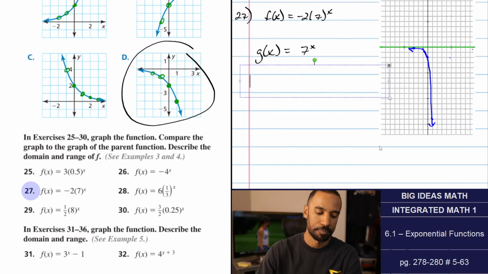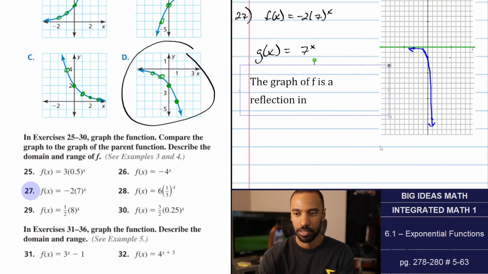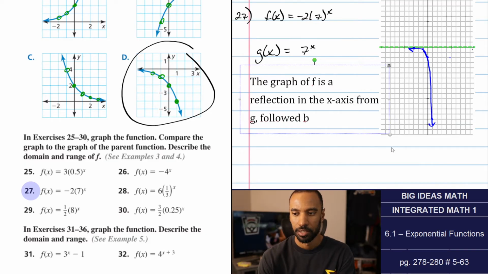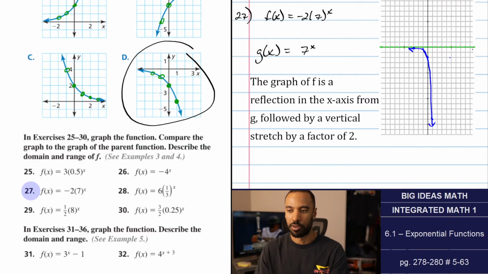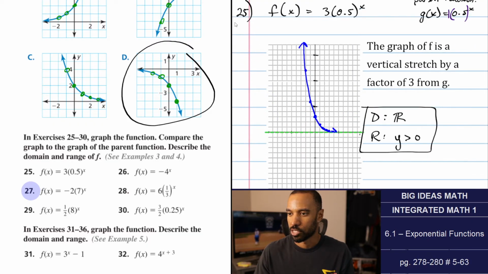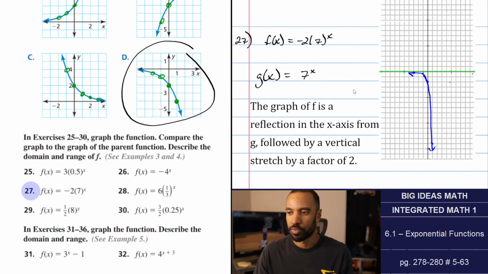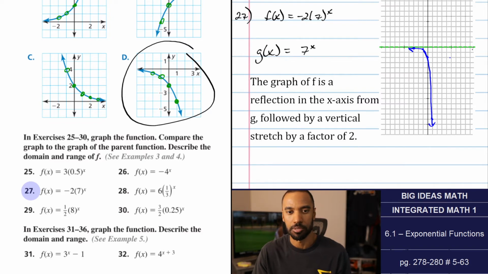The graph of f is a reflection in the x-axis from g, followed by a vertical stretch by a factor of 2. I hope I didn't call something else a vertical translation before. I should have said stretch. Let's see. Yeah, I said stretch. Okay. So it's both of those there instead of going up in that way. They still do times 7 in that direction, but with a different y-intercept, right?